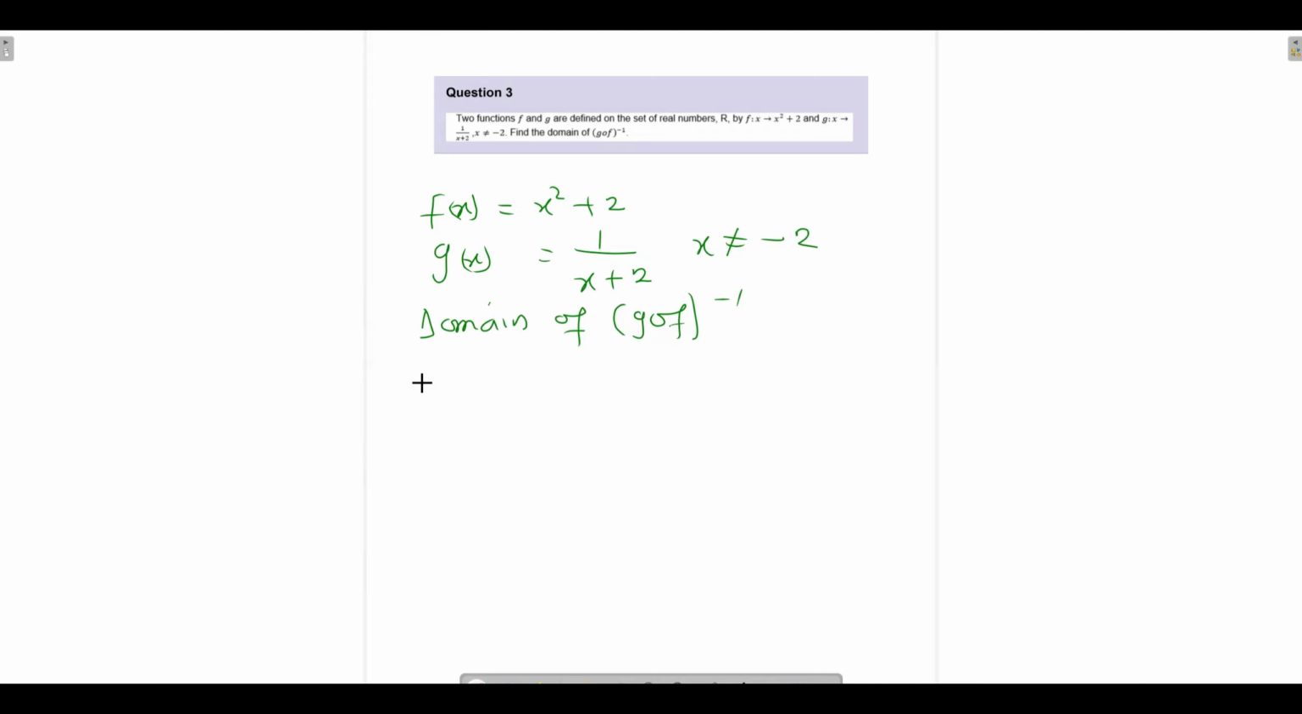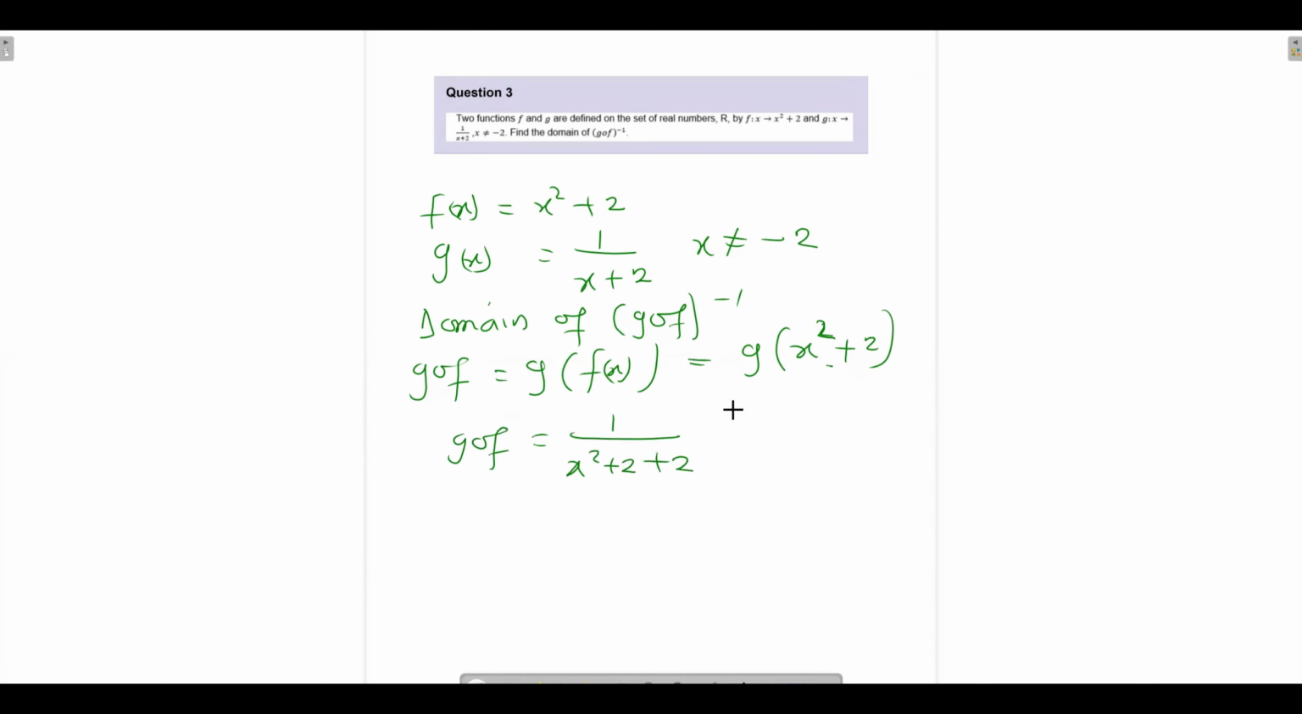When we are saying g of f of x, that means g into brackets f of x. Now f of x serves as input to g of x, and f of x is x squared plus 2. So anywhere I'm seeing x in g of x, I will put in x squared plus 2. So that means g of f of x is 1 over, now x is x squared plus 2, plus 2. That will give me 1 over x squared plus 4. So that's the composite function.